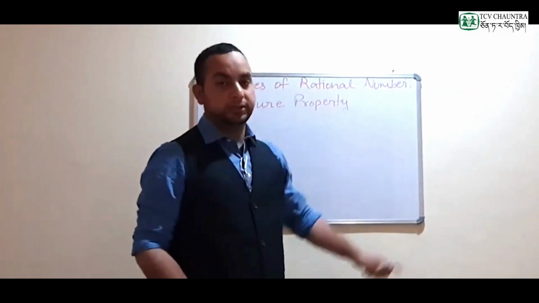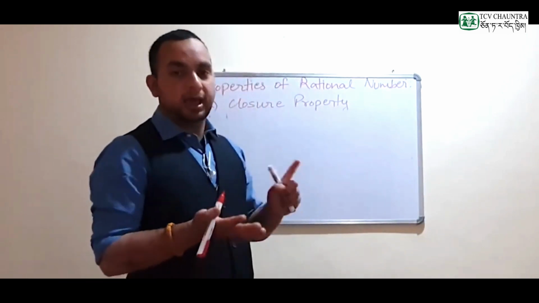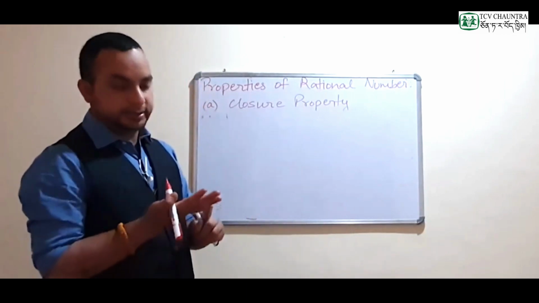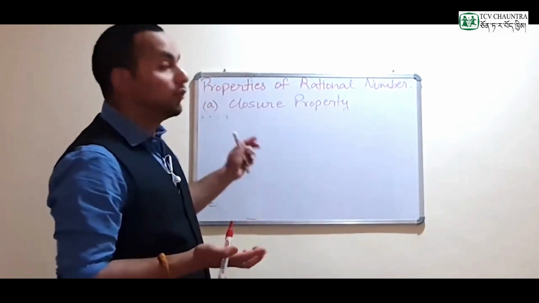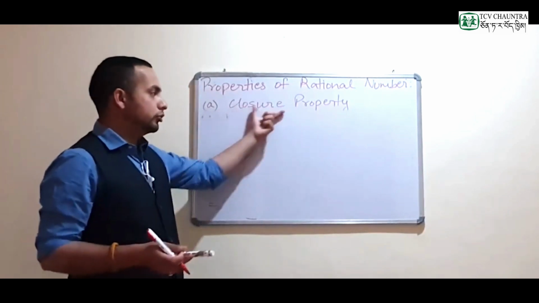Properties of rational numbers. We have four properties, that is closure property, associative property, distributive property, and commutative property. So we are going to describe them one by one. First of all, we are going to describe the closure property.